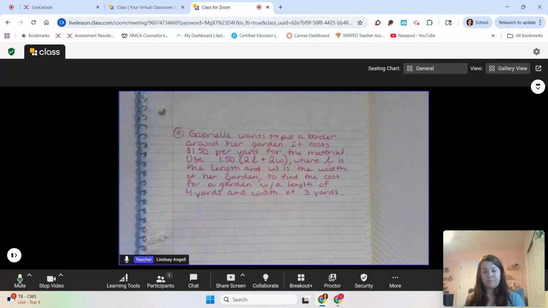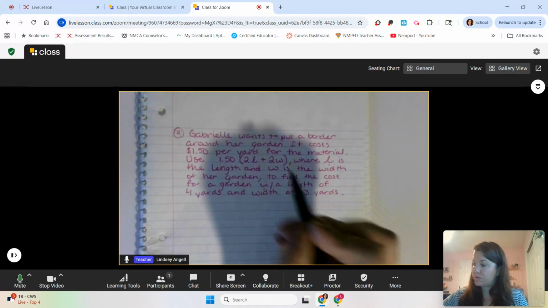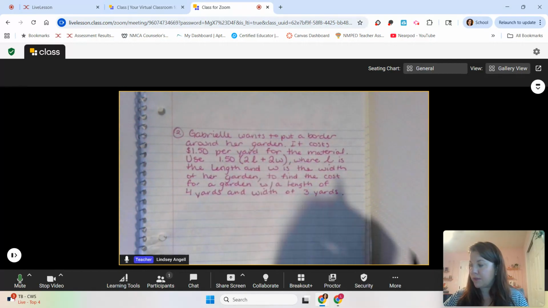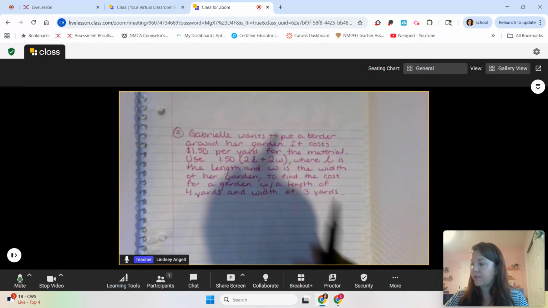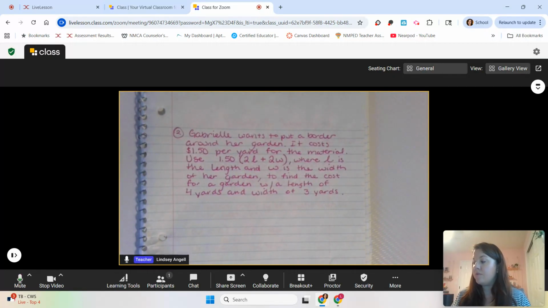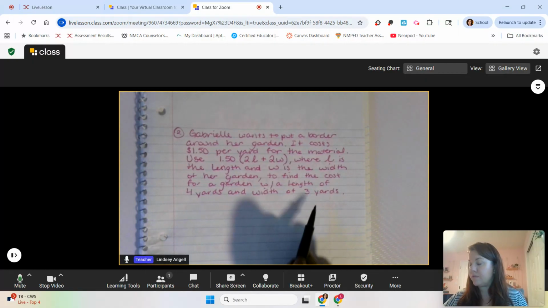Number 2. Gabrielle wants to put a border around her garden. It costs $1.50 per yard for the material. Use $1.50 times 2L plus 2W, where L is the length and W is the width of her garden, to find the cost for a garden with a length of 4 yards and a width of 3 yards.